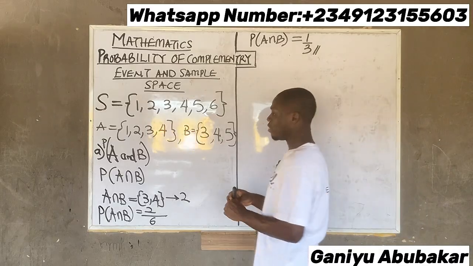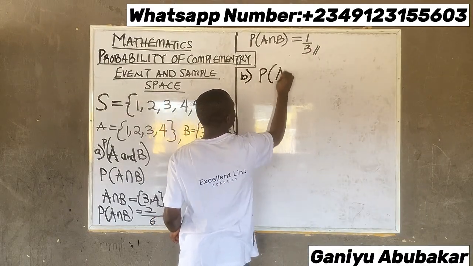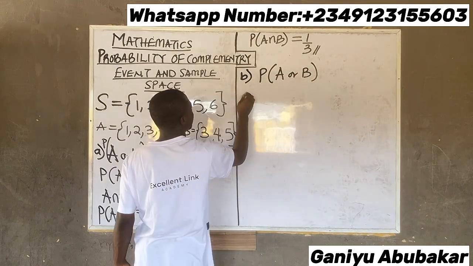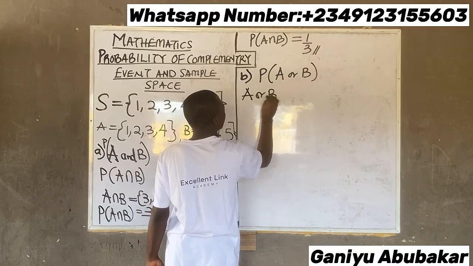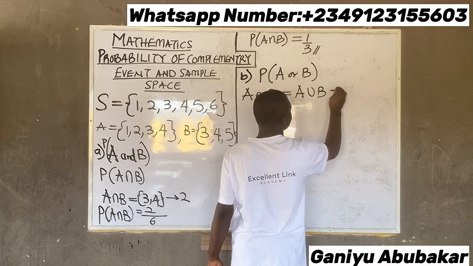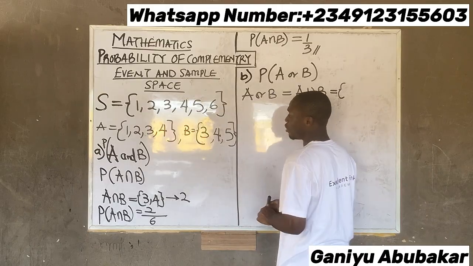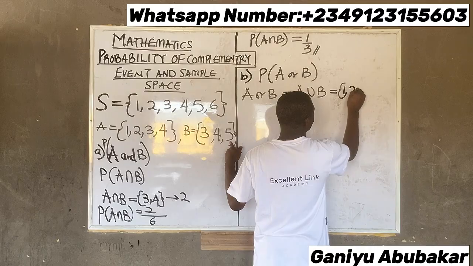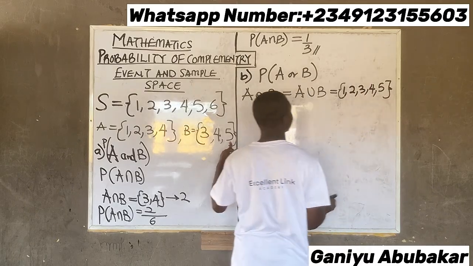Also, let's do a quick revision on B. For question B, let's say I have the probability of A or B. For A or B, first things first, find A or B first. A or B can also be written as A union B. What's A union B? Combine A and B without repetition. That gives you 1, 2, 3, 4, 5. This is A union B.